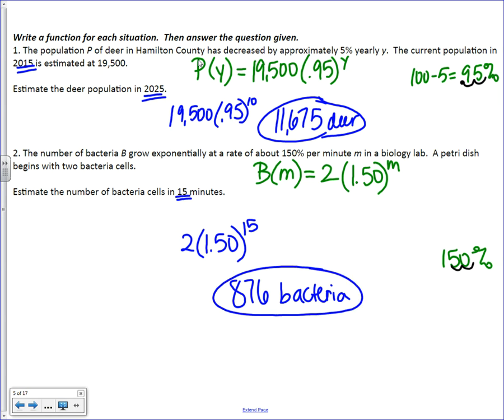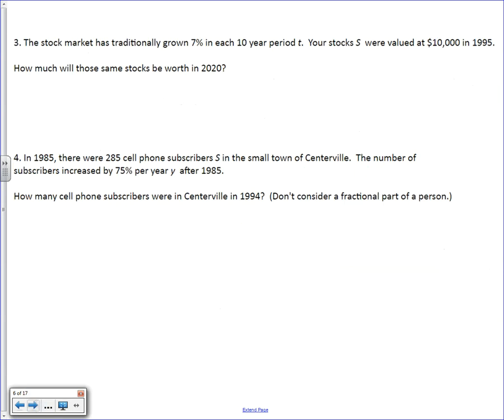What do you guys think about this so far? It's okay so far? So far, so good? Okay. Number 3. What are we talking about this time? Ooh, money. All right, go ahead and read it.